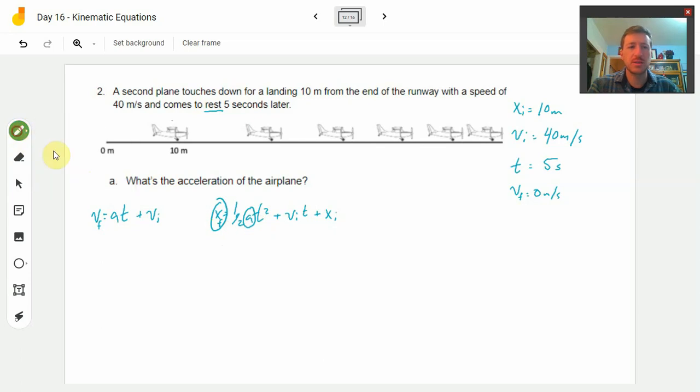So we're not going to use this one. We're instead going to use this one, because if we look at this, we know the final velocity, it comes to a stop, so 0 meters per second. We know the amount of time it took, which is 5 seconds.